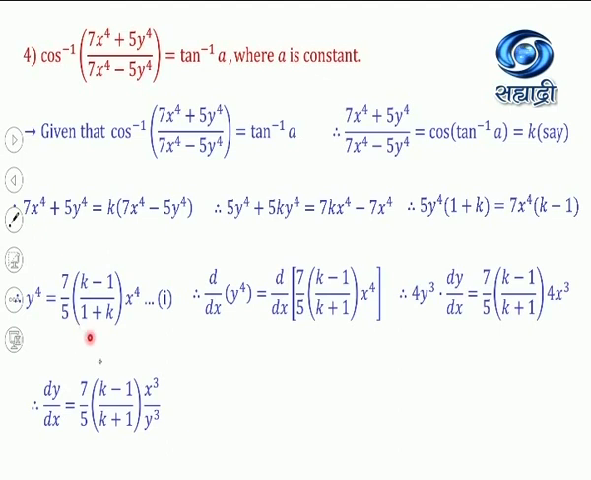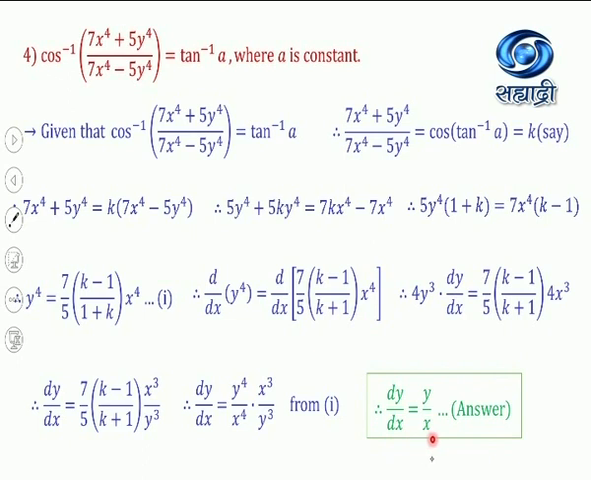But here the value of 7 by 5 into bracket is y^4 upon x^4 from equation 1. So we substitute the value here, y^4 upon x^4, by using equation 1. And now here y cube gets cancelled, x cube gets cancelled. So what we get? dy by dx equal to y upon x. After simplifying this, we will get the final answer as y upon x.